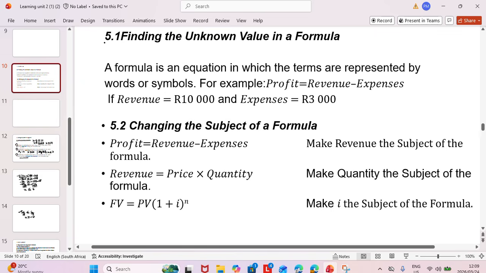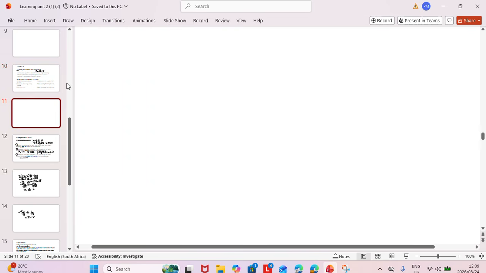And then what about learning outcome number 5? Finding the unknown value in a formula. So what is a formula? A formula is an equation in which terms are represented by words or symbols. For example, guys, if you have profit equals to revenue minus expenses, this is a formula. Are we clear? Another formula, if you have future value equals to present value, open bracket, 1 plus I, all to the power of n.